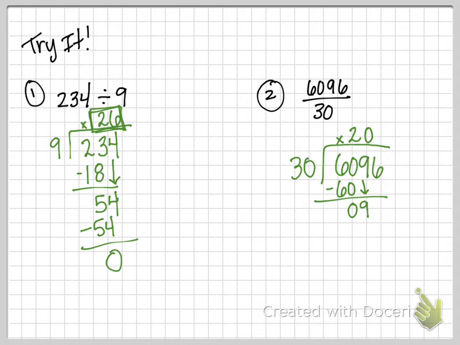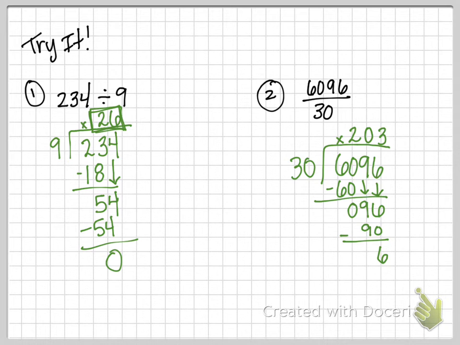Then what do we do? Roger? You bring down the 6. Now we bring down the 6. How many times does 30 go into 96? 3 times. 3 times 30 is 90. And look what we end up with, a remainder.